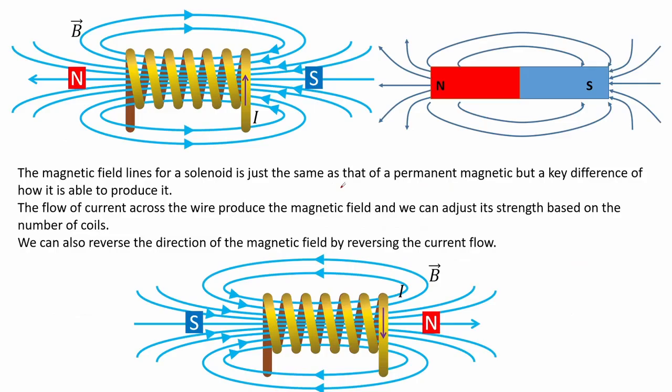The magnetic field lines for a solenoid are just the same as those of a permanent magnet, but with a key difference in how it is able to produce them. The flow of current across the wire produces the magnetic field and we can adjust its strength based on the number of coils. We can also reverse the direction of the magnetic field by reversing the current flow. Combinations of solenoids, a non-permanent magnet and bar magnets have produced electric motors that are used in generating electricity and motion in electric vehicles.